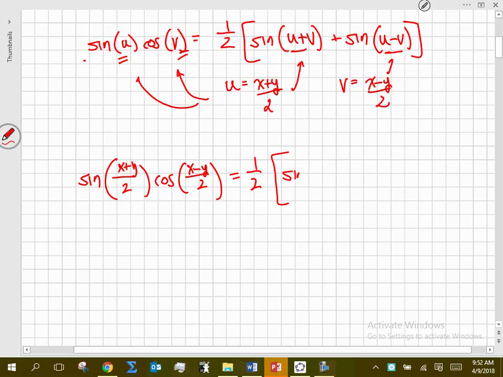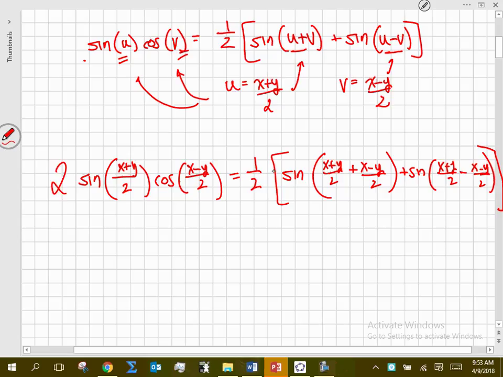Now I'm going to go sine of u plus v. So u was x plus y. v is x minus y. They're both over 2. Minus x minus y. And now it's just simplifying, okay? Multiply both sides by 2. That's the first thing you probably should do. Makes it a little bit easier, a little bit cleaner looking.